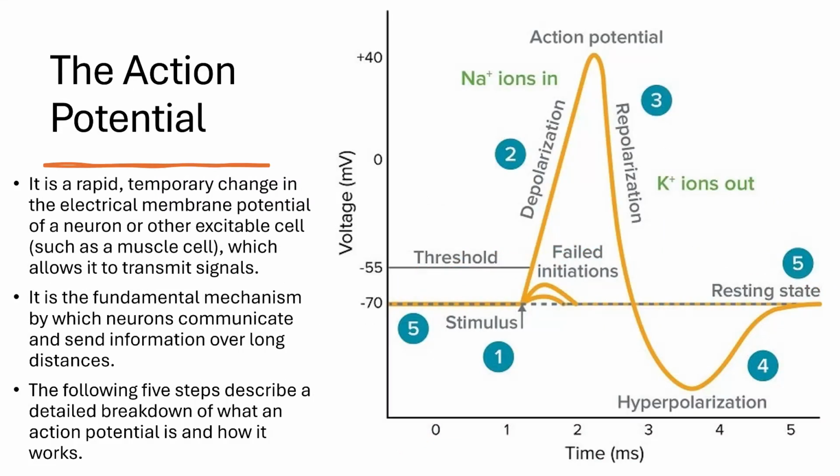Okay, we saw the membrane potential, but now let's see how the action potential is being generated. What is the action potential? It is a rapid temporary change in the electrical membrane potential of a neuron or other excitable cell, such as a muscle cell, which allows it to transmit signals. It is the fundamental mechanism by which neurons communicate and send information over long distances.